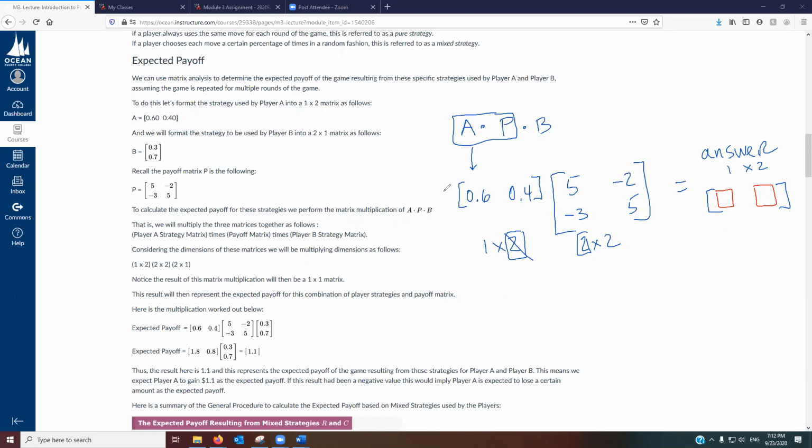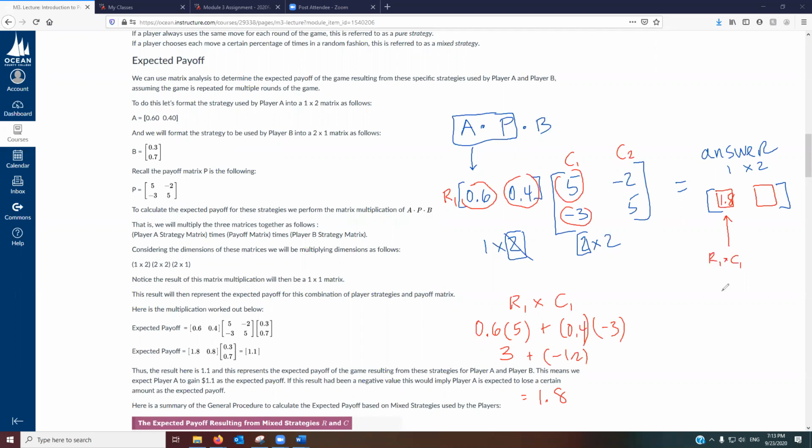Let me do this. I'm going to call this R1 here, and I'll call this C1, C2. I'm going to calculate R1 times C1 like we did a few minutes ago. That's going to be 0.6 times 5 plus 0.4 times -3. So this is 3 plus -1.2. This looks like 1.8. So in this box, I'm going to put 1.8. This was R1 times C1.